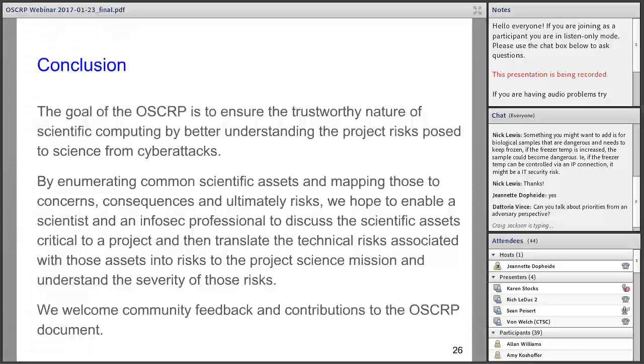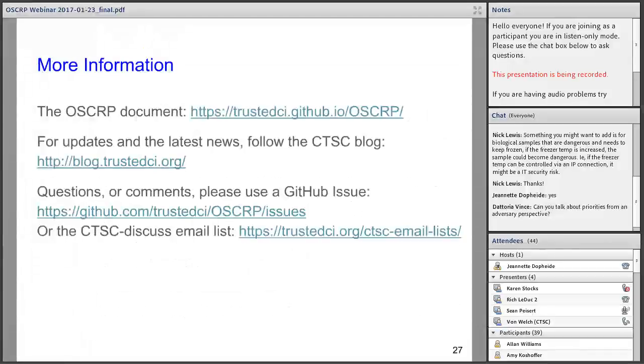So in conclusion, to wrap up here and give us a little more time for questions, the overall goal here is to help ensure the trustworthy nature of science. We've chosen this asset-centric approach with the hope that we will speak more to the scientists by starting with assets and consequences that are more meaningful to them, and then providing a map from those things down to the technical and InfoSec risks to help bridge the communication between those communities. As my colleagues have mentioned, we realized in the working group that what we were really trying to do was to bridge the language between those two communities. And as I've mentioned, we really welcome feedback and contributions on the document. I believe we've set up a pretty good mechanism to do so.